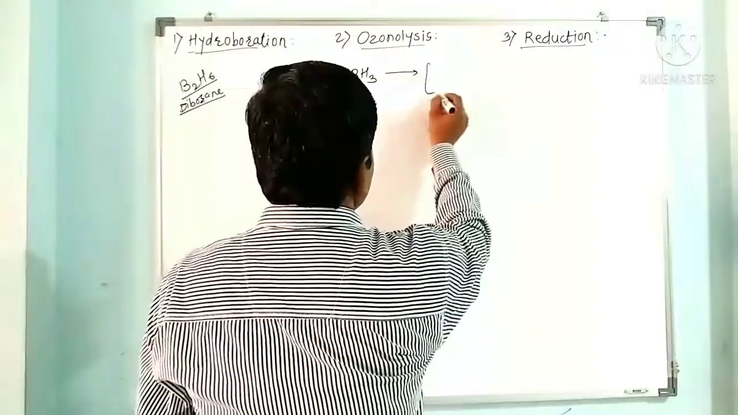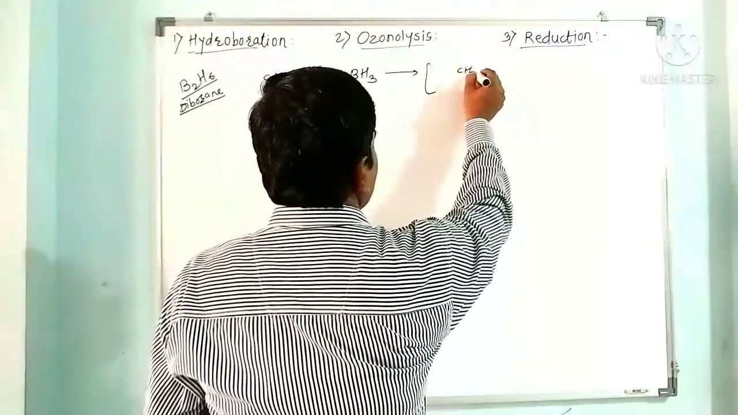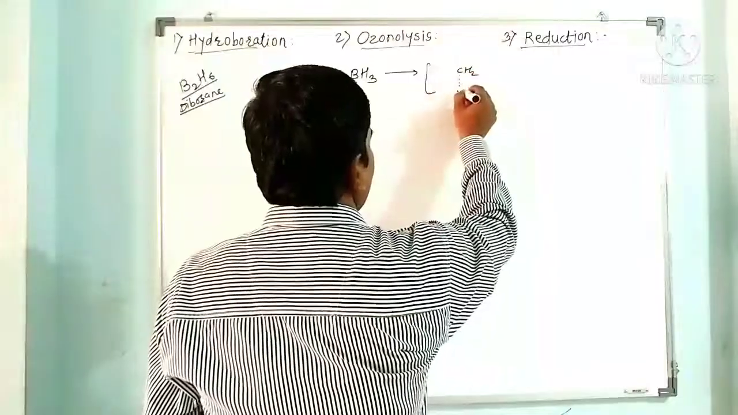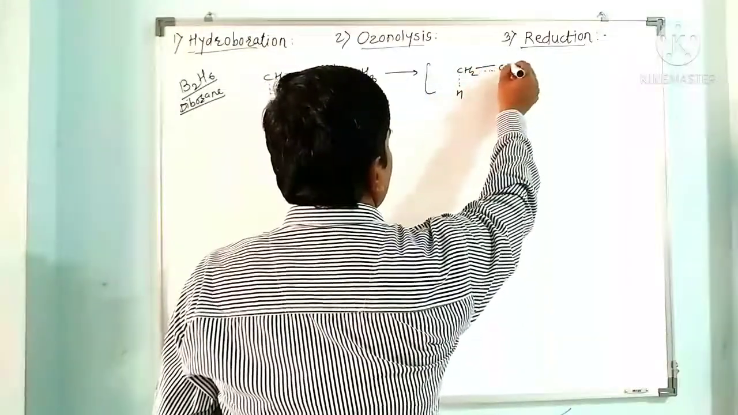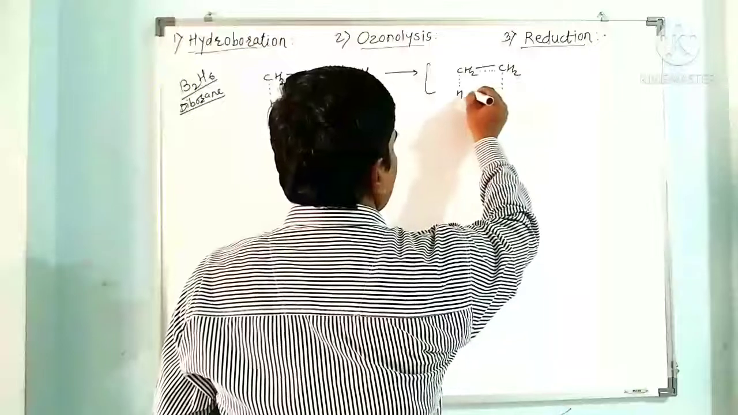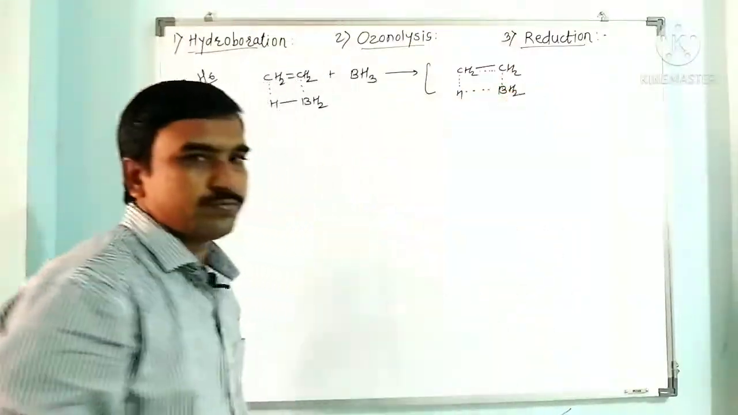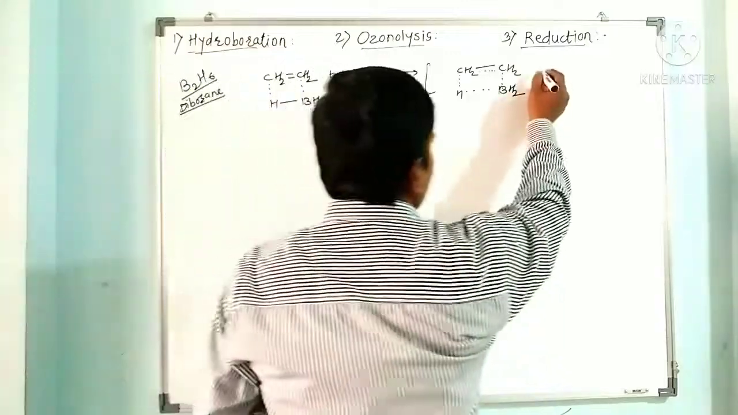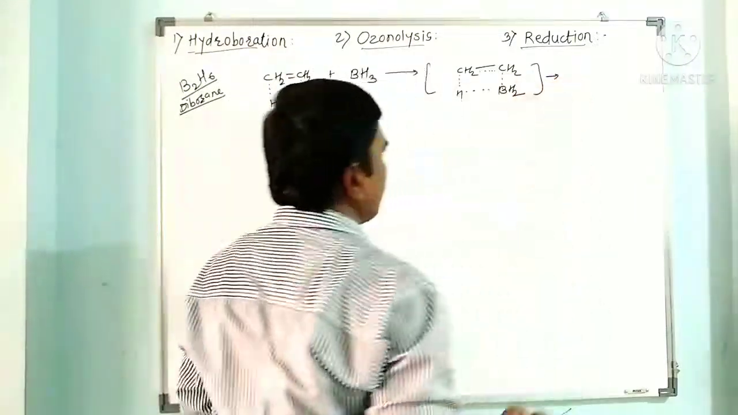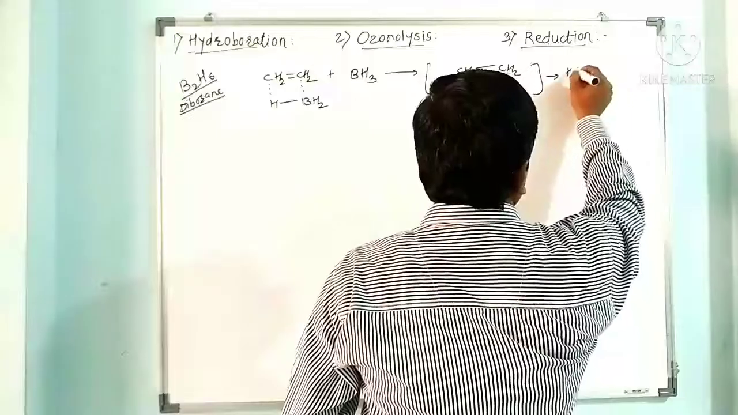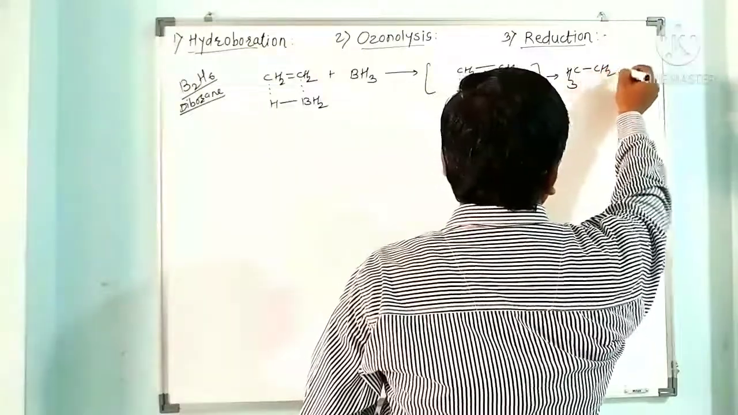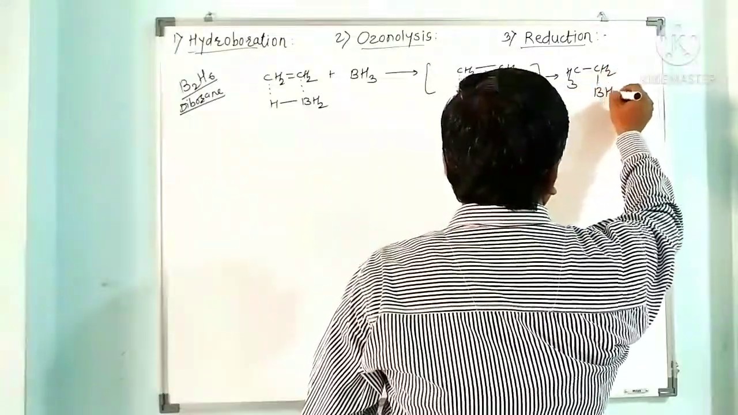So here this transition state is generated, CH2, CH2, here there is BH2, and this is converted into CH3CH2BH2.